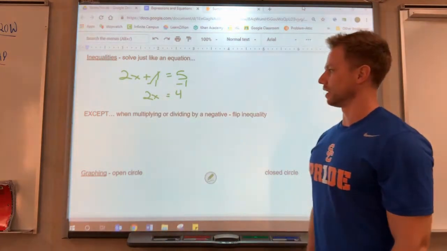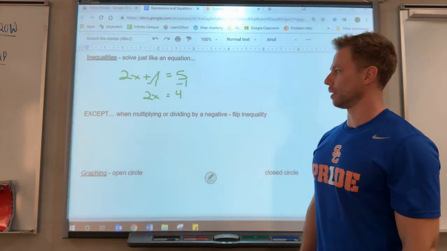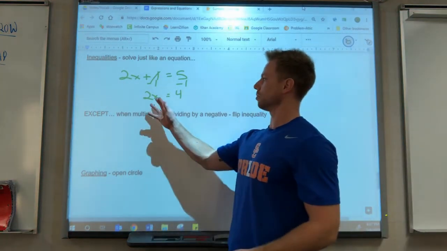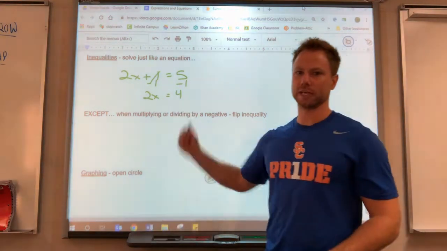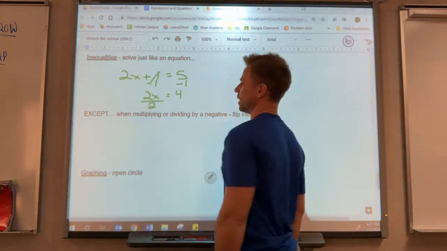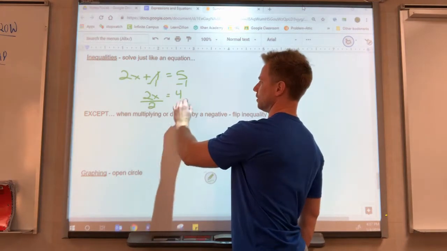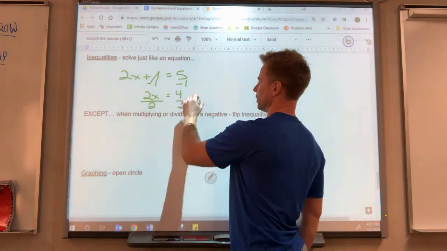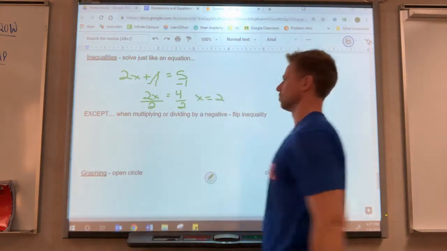Now we need to get rid of that 2. So remember, when a number is right next to a variable or a letter, that means multiplication. So the opposite of that would be dividing. We're going to divide by 2. What you do to one side, you do to the other side. Divide by 2, and x equals 2.